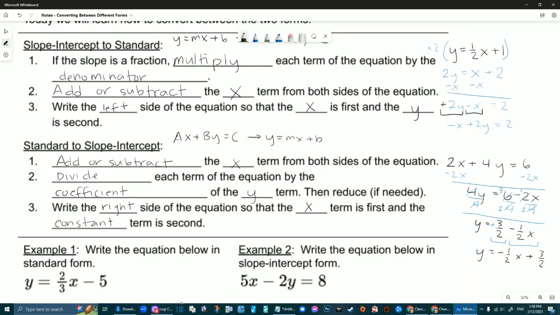Okay, in our next video, we're going to work through 2 examples quickly. One going from slope-intercept to standard, and the other going from standard to slope-intercept.